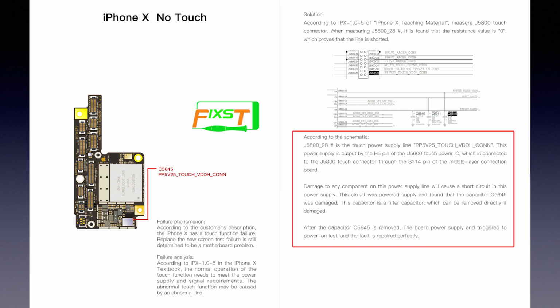This circuit was powered and the short located, and it was found that the capacitor C5645 was damaged. This capacitor is a filter capacitor, which can be removed directly if damaged. After the capacitor C5645 is removed, power the board and trigger it to power on, test. The fault is repaired perfectly.